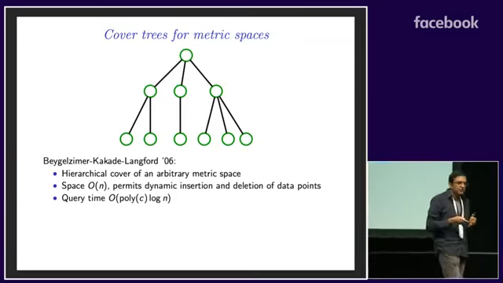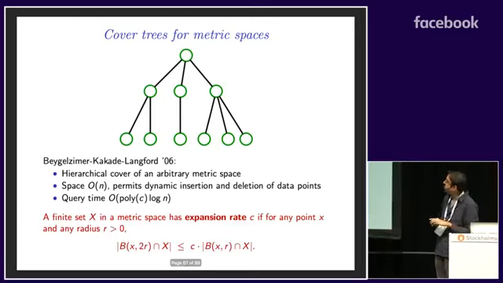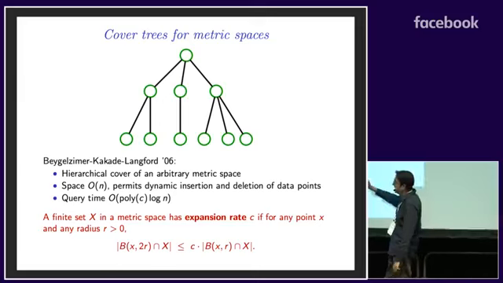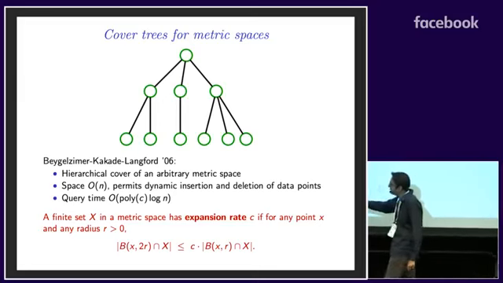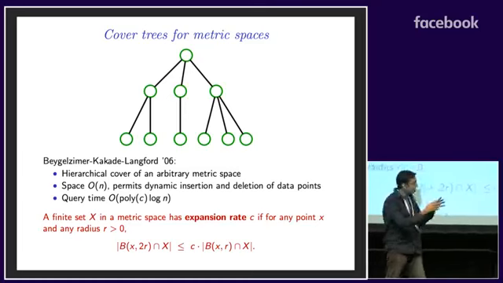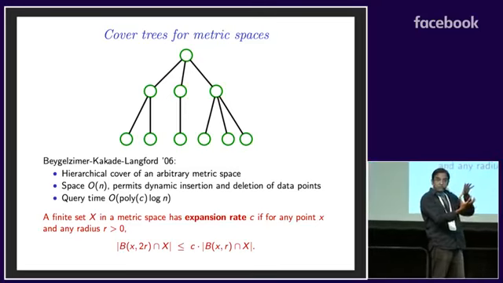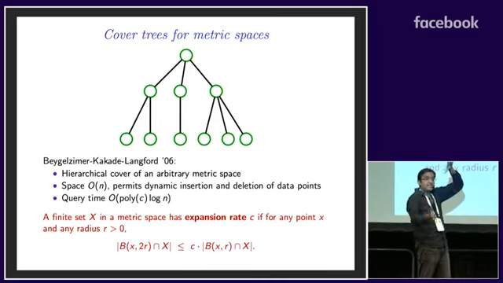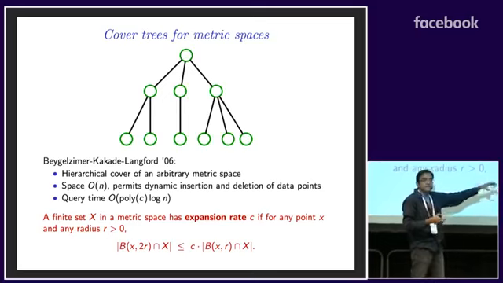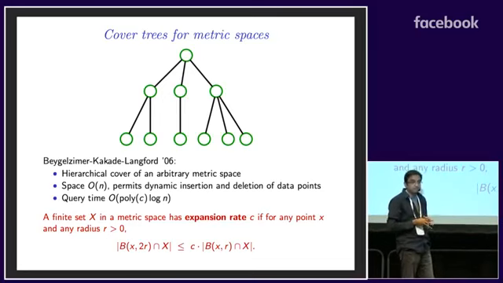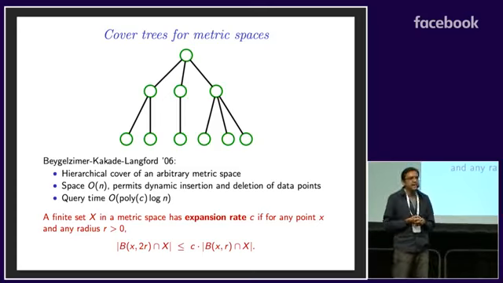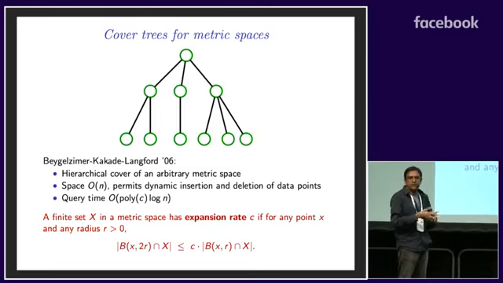So what is this constant? It's a fairly big constant. It's called the expansion rate of the metric space, okay? And so what is this expansion rate? It says that, well, if you look at any ball, and you look at the number of points that fall in it, and now you double the radius of the ball, the number of points in the bigger ball is at most c times the number of points in the original ball. Okay, so the number of points goes up by a factor of at most c. So if you're in, let's say you're in d-dimensional Euclidean space, and you have the uniform distribution.